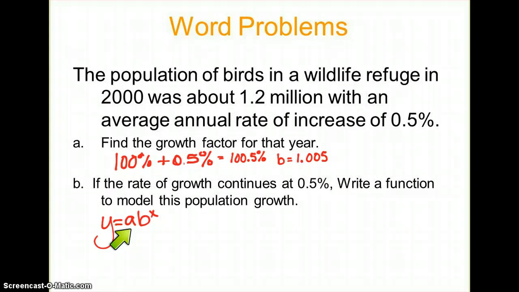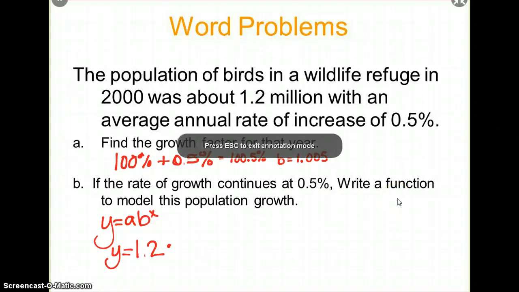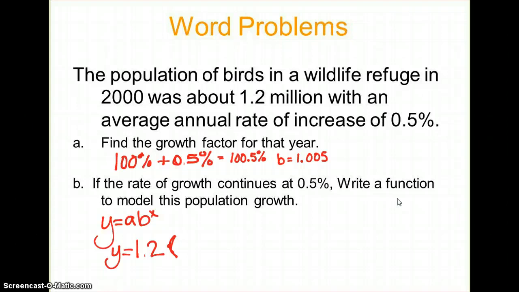And in this case, we're talking about the population of birds. So what was my starting population of birds? Well, my starting population of birds was 1.2 million. So my function is going to say y equals 1.2, that's my a value, times, and I don't care if you use a times sign here or parentheses or something, you've got to put something in here. And then my multiplier, I'll go ahead and do parentheses, I like that better.